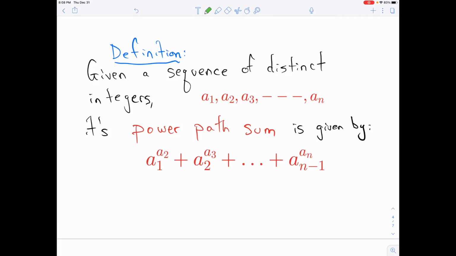So for the definition, we start with a sequence of distinct integers. So there's your sequence of distinct integers. And the first one gets raised to the power of the second one, and then the second one gets raised to the power of the third one, and so on. And then you add up those quantities.